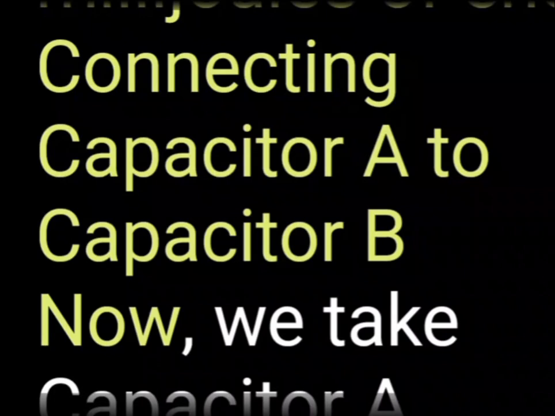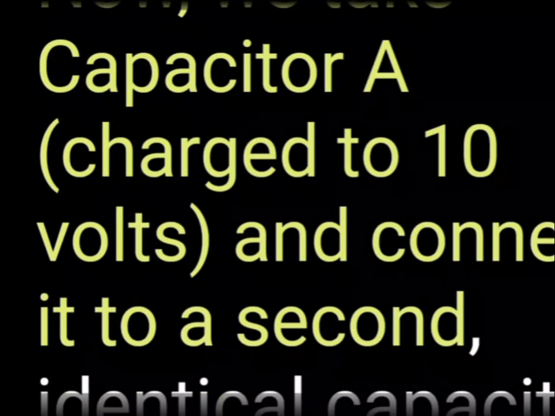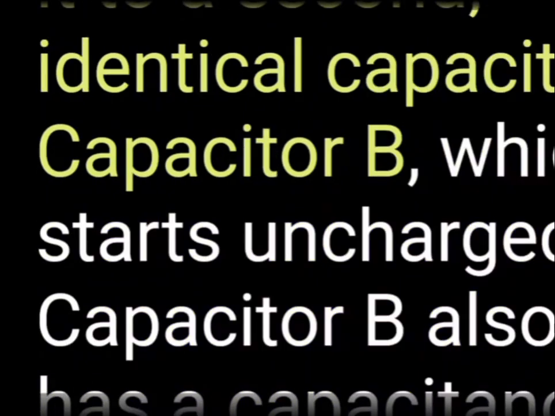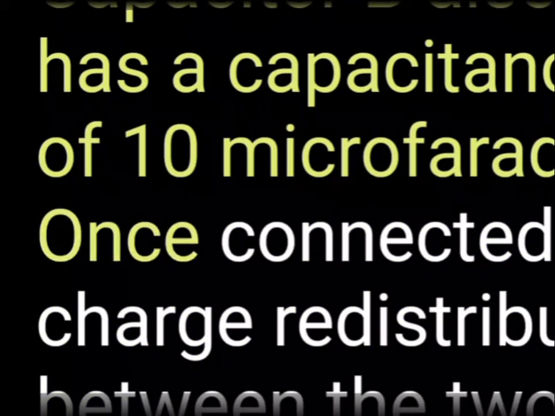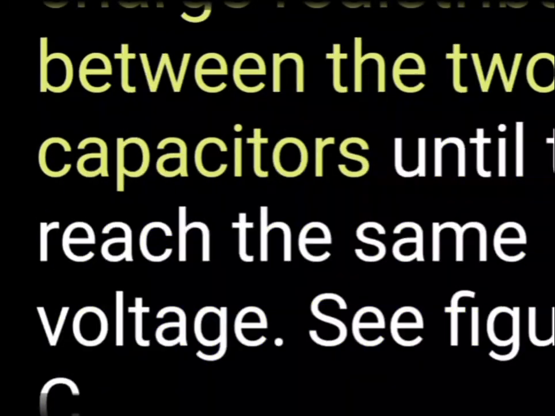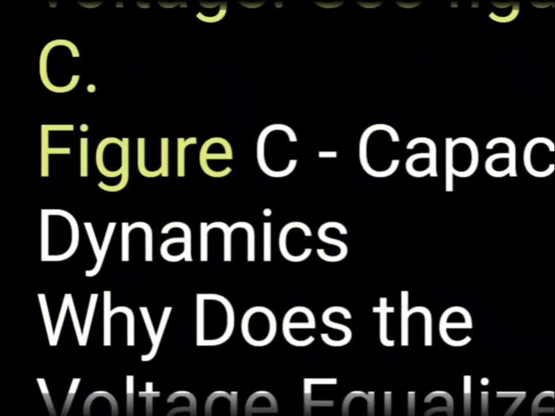Now, we take capacitor A, charged to 10 volts, and connect it to a second, identical capacitor, capacitor B, which starts uncharged. Capacitor B also has a capacitance of 10 microfarads. Once connected, charge redistributes between the two capacitors until they reach the same voltage. See Figure C, capacitor dynamics.